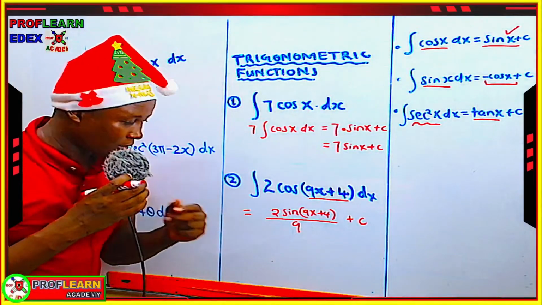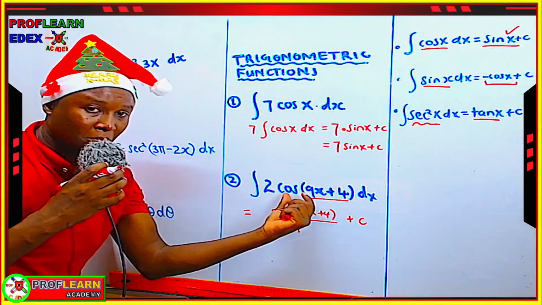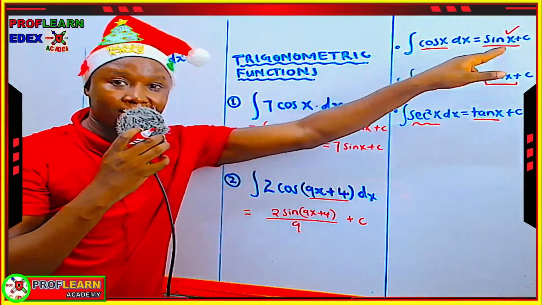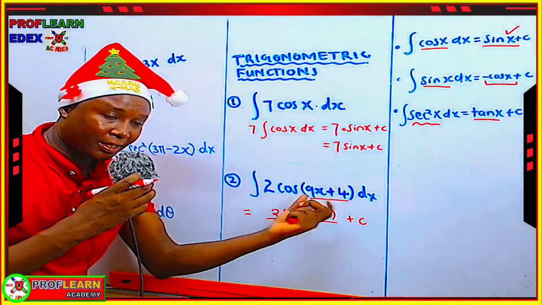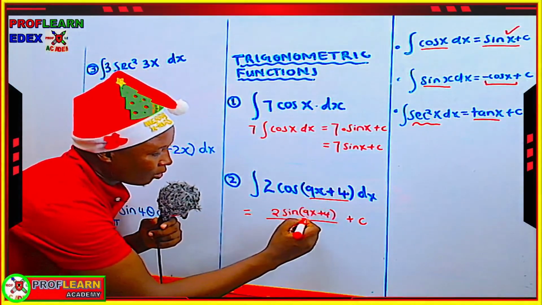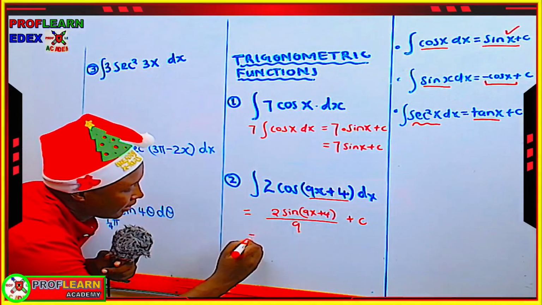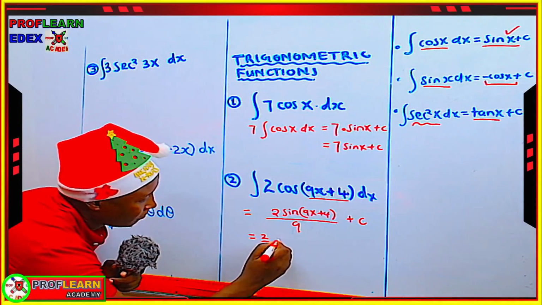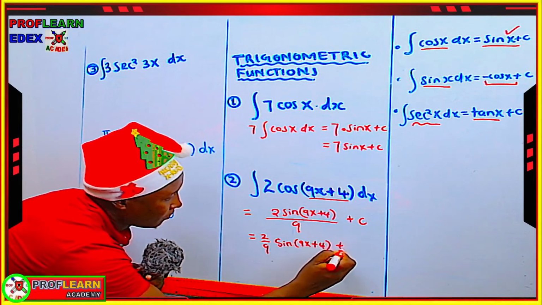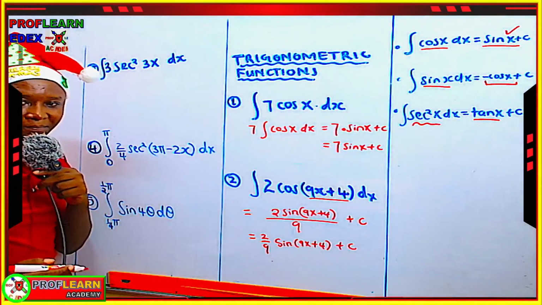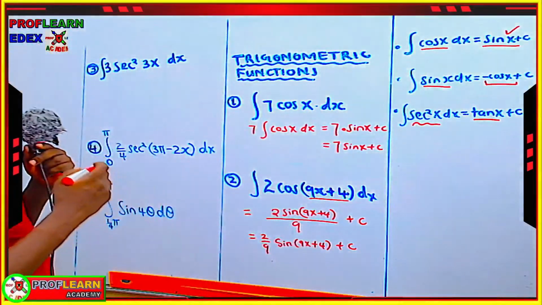So the first thing you do, you integrate cos, and you know integrating cos, you get sine. Then you write the expression the way it was with whatever is inside the bracket. Then you divide by whatever you get when you differentiate what is inside the bracket. And finally, our answer becomes 2 over 9 sine 9x plus 4, then plus c. I believe you're understanding exactly what we did.